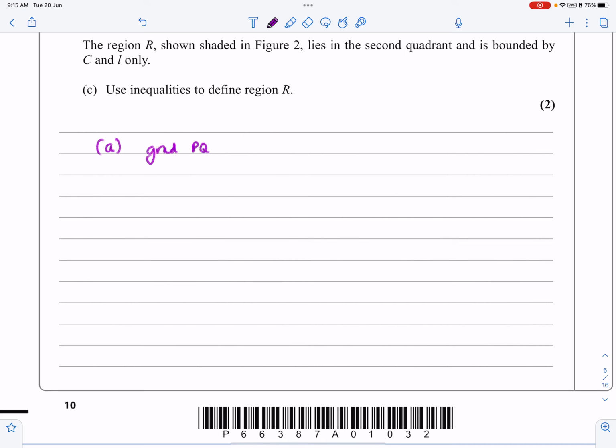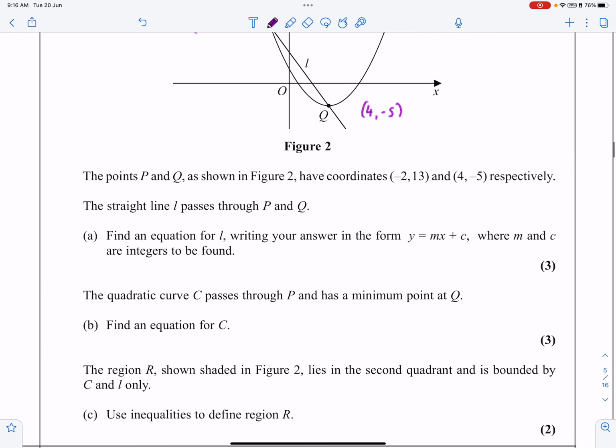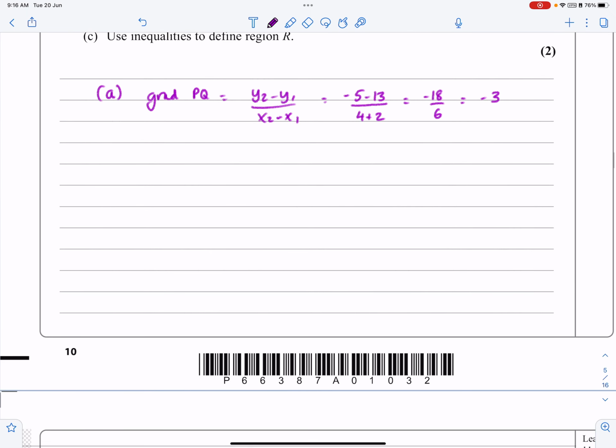Gradient PQ is equal to y2 minus y1 over x2 minus x1, which is going to be minus 5 minus 13 over 4 plus 2. Just be careful with the values there. That comes to minus 18 over 6, which comes to minus 3. And of course, if I just quickly go back, that's definitely a negative gradient, isn't it? So hopefully I haven't made any mistakes there.